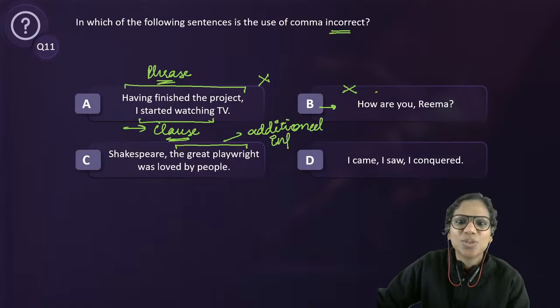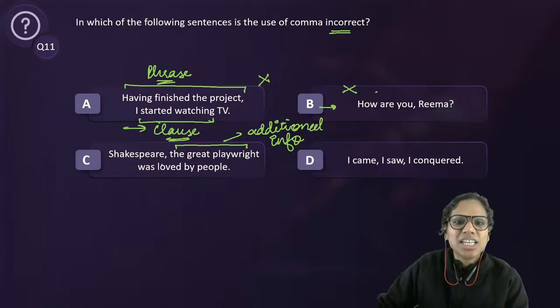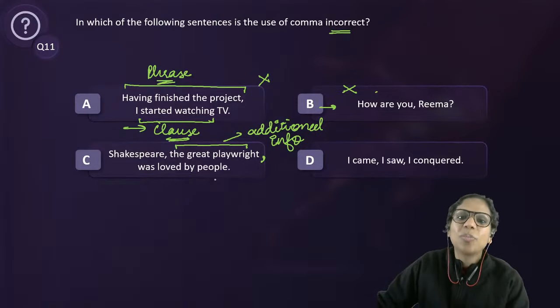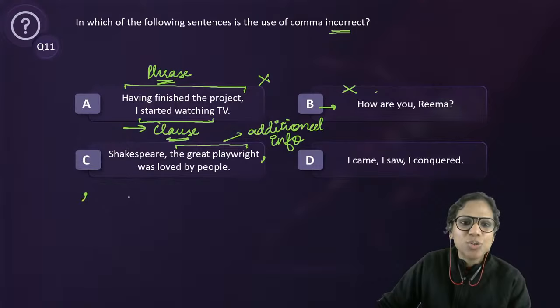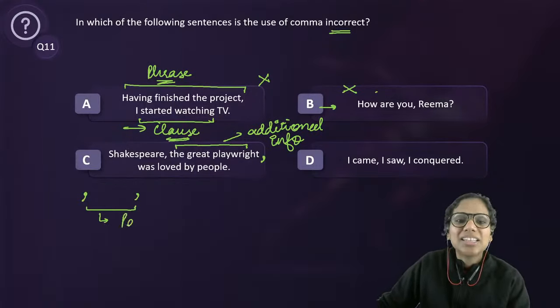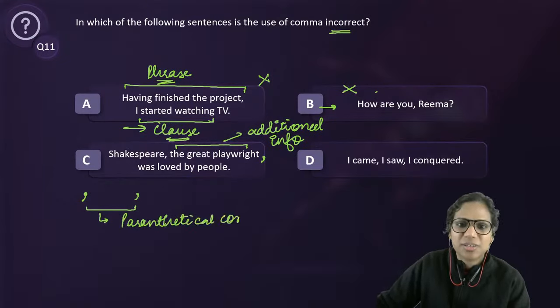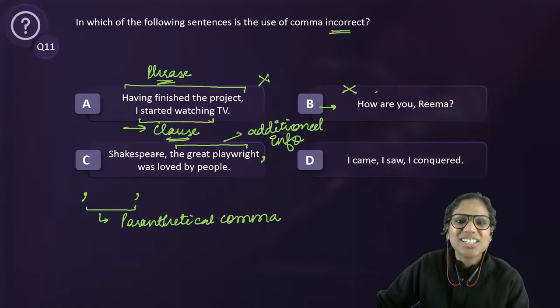We discussed it in the vocabulary session. Shakespeare, the great playwright, there needs to be a comma here. Whenever I put something as additional information, it is put in between these two commas that are called parenthetical commas. ये कौन से होते हैं? Parenthetical commas. Parenthesis means brackets. So they do the job of brackets. So this was missing here.